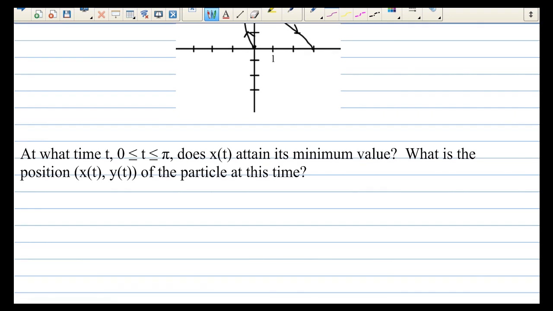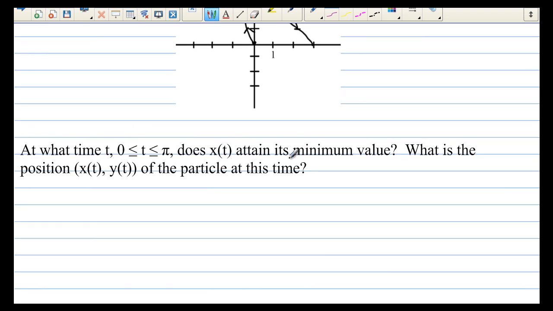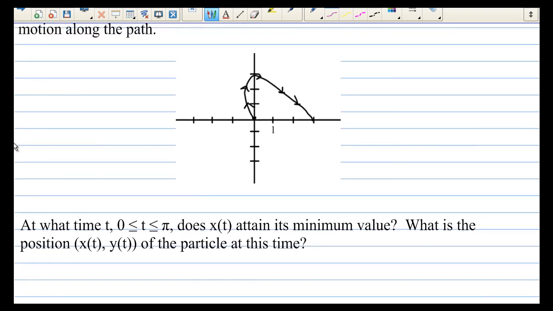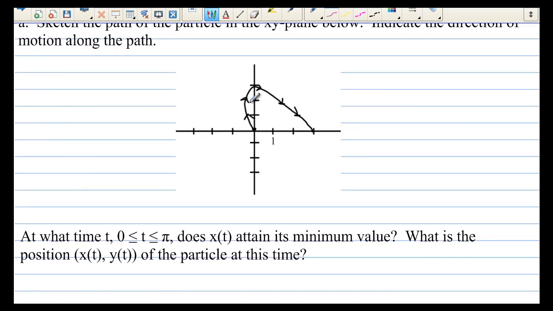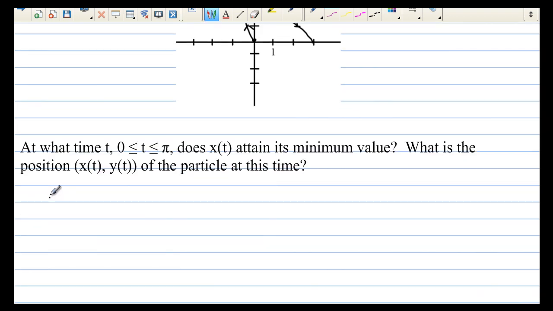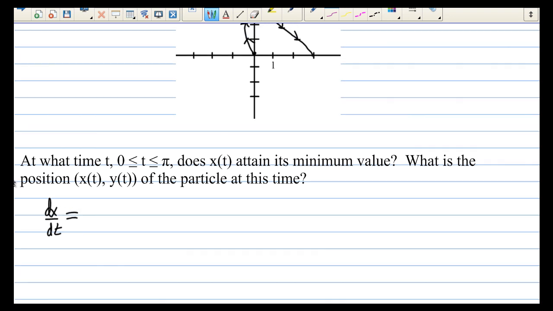At what time t from 0 to pi does x of t attain its minimum value? What is the position x of t and y of t of the particle at this time? So we want to know what the smallest x value is. So we need to find dx/dt and set it equal to 0.